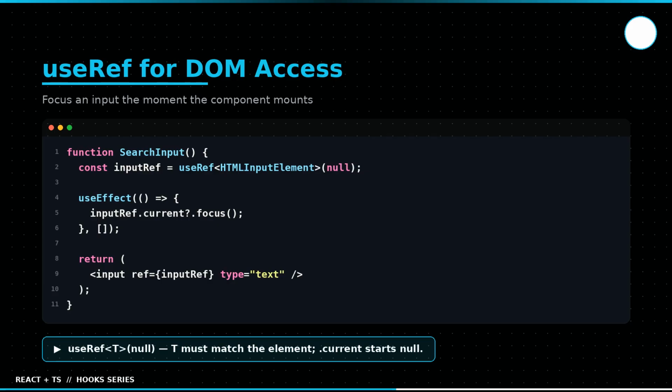useRef<HTMLInputElement>(null). We tell TypeScript exactly what DOM element type this ref will eventually point to. We initialize it with null, because before the component mounts, there's nothing to point to yet. inputRef.current will therefore have the type HTMLInputElement | null. That's why we use the optional chaining operator, inputRef.current?.focus(), since TypeScript won't let us call .focus on something that might be null.